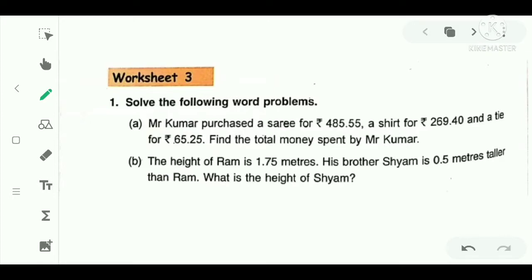So dear children, today we are going to do worksheet 3 of unit 6, and in this worksheet we will do the word problem questions. So let's start from question number 1.